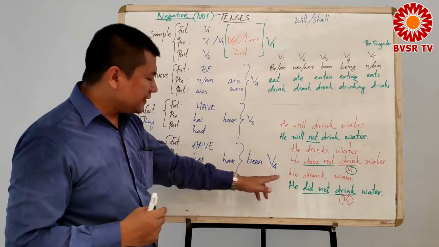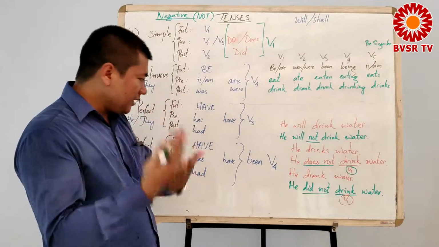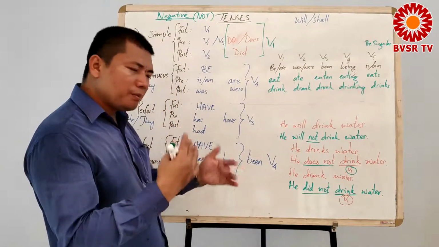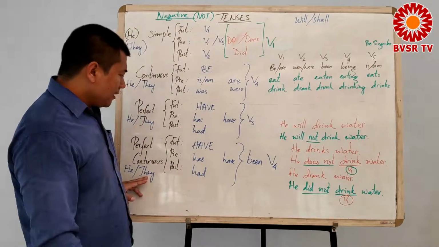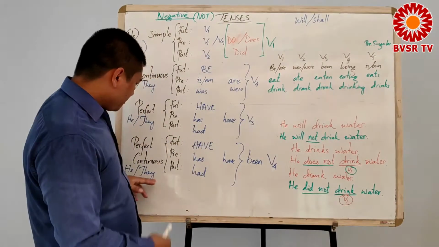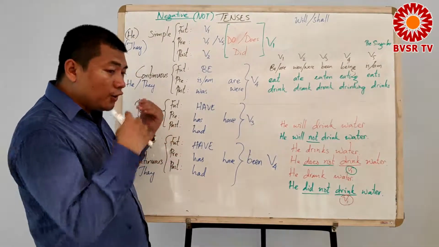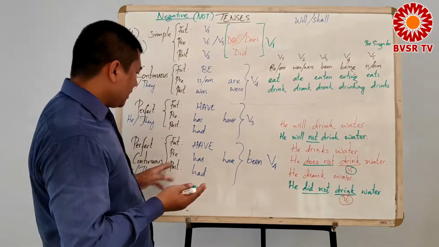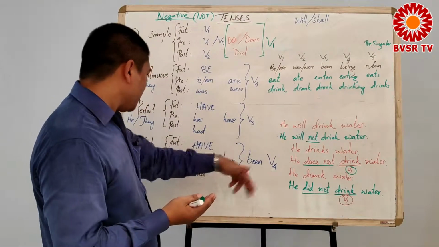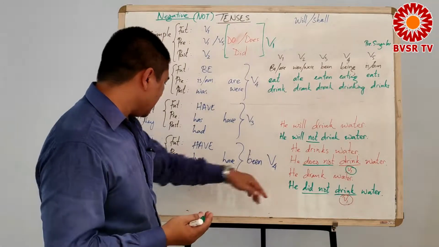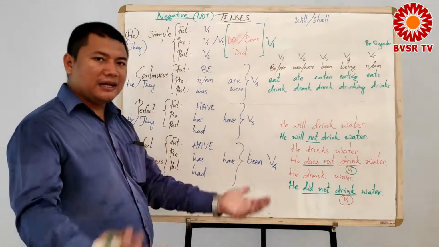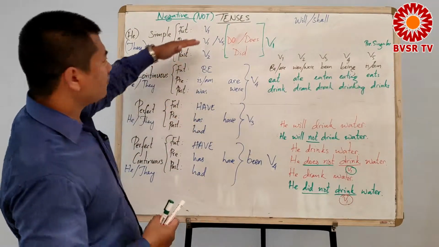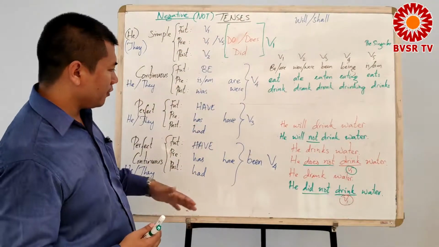He has been eating apple. He has not been eating apple. He had been eating apple. He had not been eating apple. They, plural. They will have been eating apple. Negative will be they will not have been eating apple. They have been eating apple. They have not been eating apple. In the past, they had been eating apple. Negative would be they had not been eating apple. So it is very simple to make negative sentences. We just have to add not everywhere in the sentences.